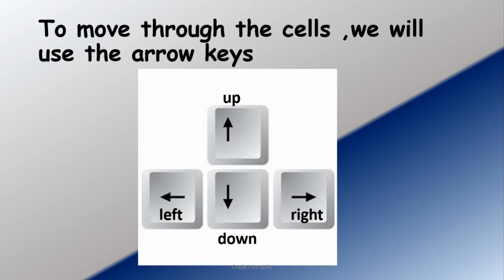To move to the right, I will press the right arrow key. To move down, I will press the down arrow key. To move to the left, I will press the left arrow key. And to move up, I will press the arrow key for up. Now let's work the exercise together.